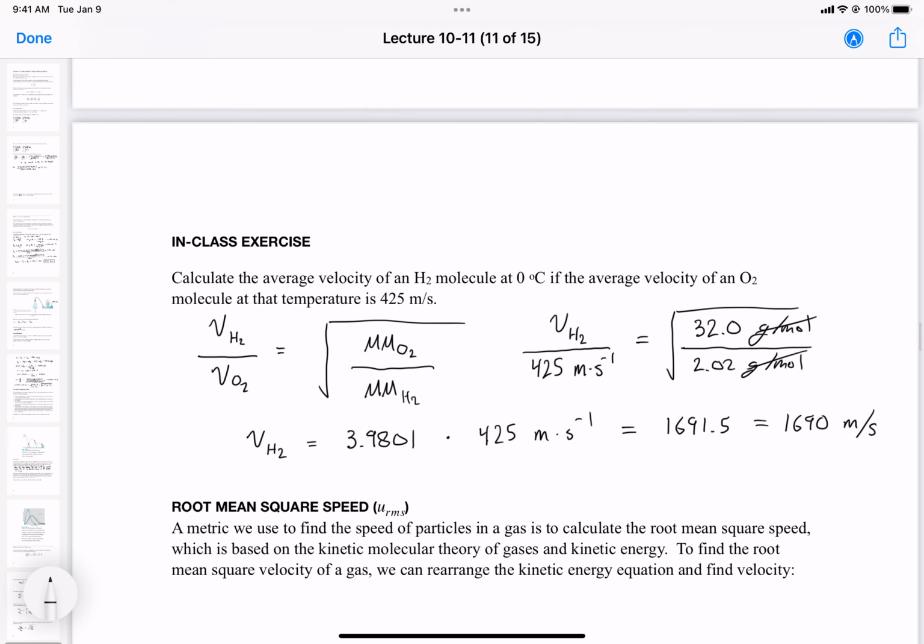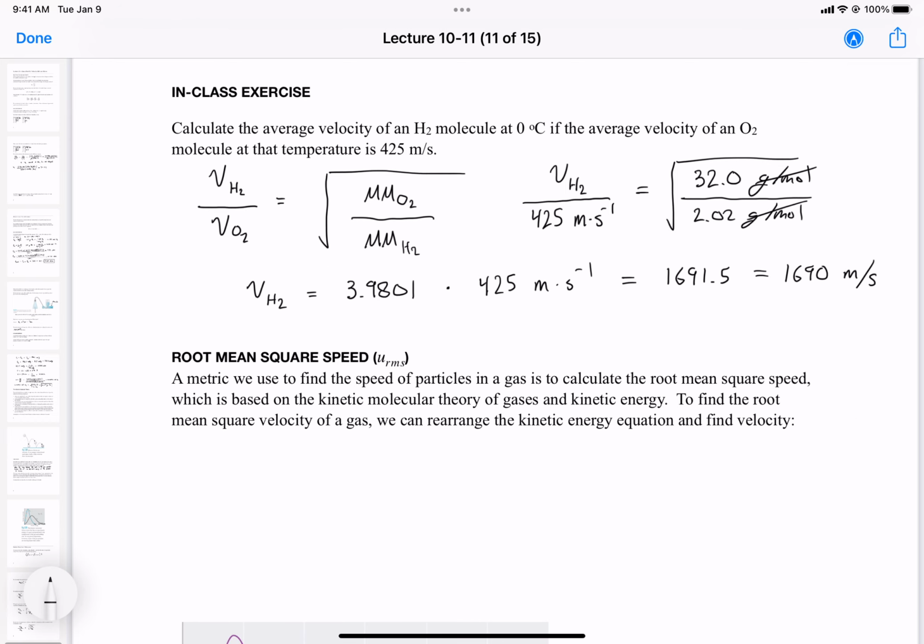Okay, so let's stop there for today. Next time we'll go over root mean square speed and talk about how that equation is derived, and it's derived from the contributions of the kinetic molecular theory and how we define how gases behave. So I'll go over that next week.